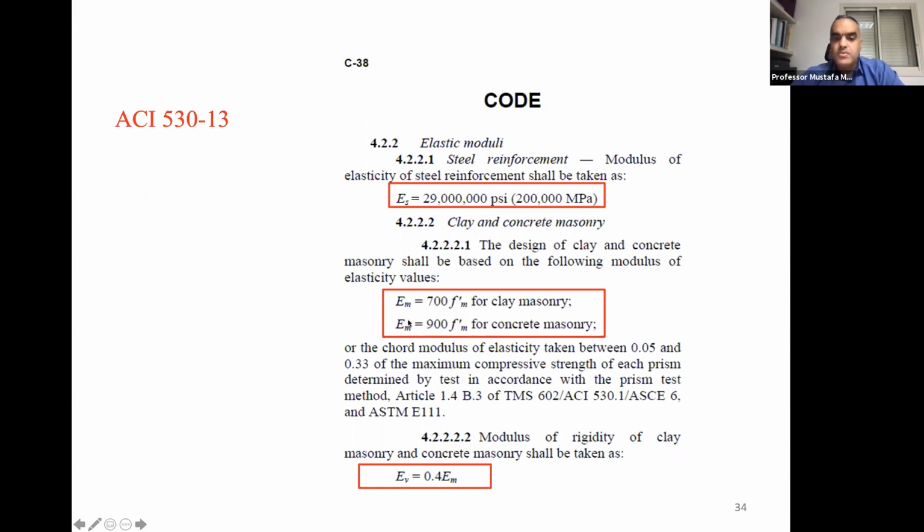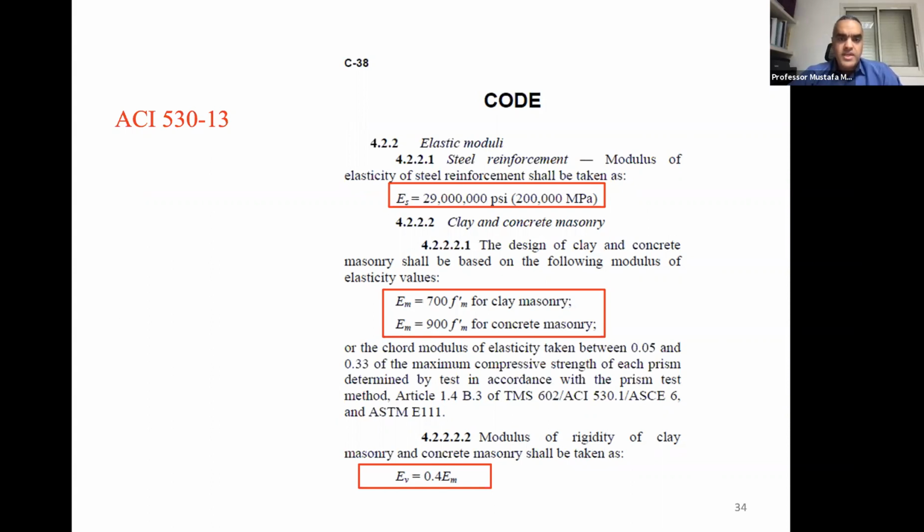So that's the modulus of elasticity. Just like concrete, it depends on the compressive strength of the material, and it's the same here for masonry. And then we also have the modulus of rigidity for clay masonry and concrete masonry. It's 0.4 of the modulus of elasticity, so that's easy to determine. Once you have E_m, then you have E_v.